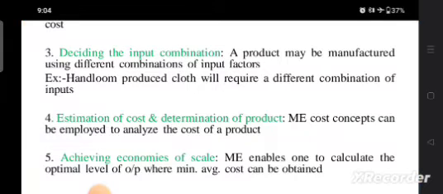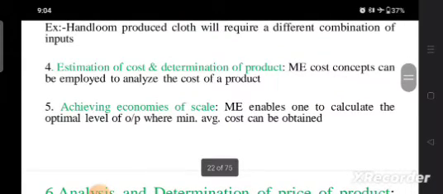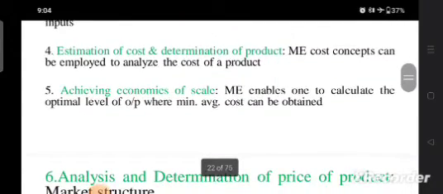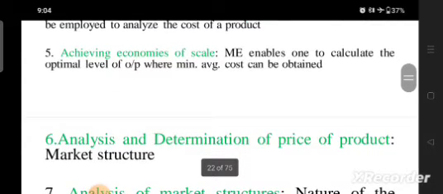And the next one is analysis and determination of price of the product. The important thing here is managerial decision making based on the price of the product. What should be the price of the product depends on the cost incurred, and it is also essential to understand the market structure within which the product is being sold. And the next one is analysis and determination of price of the product.